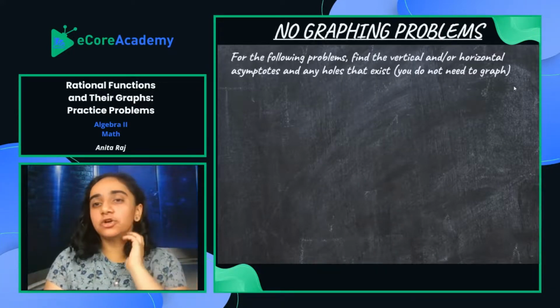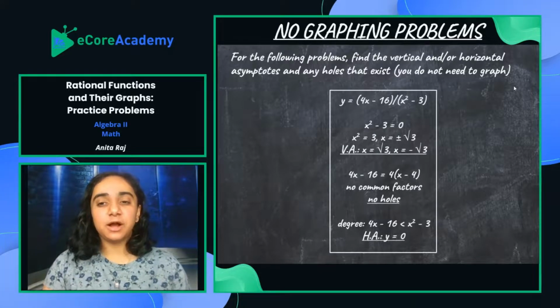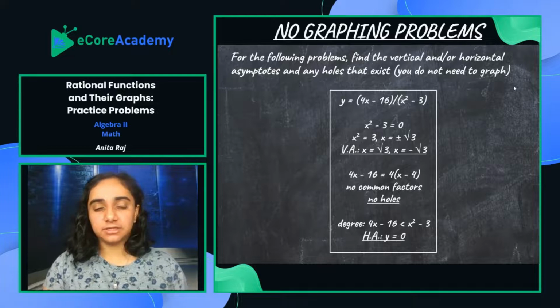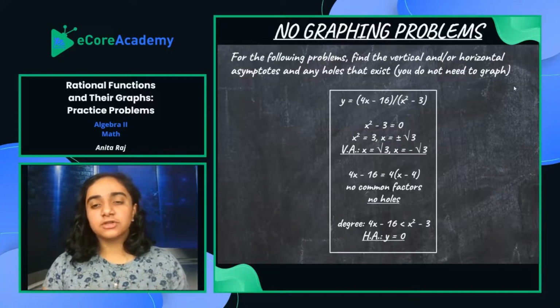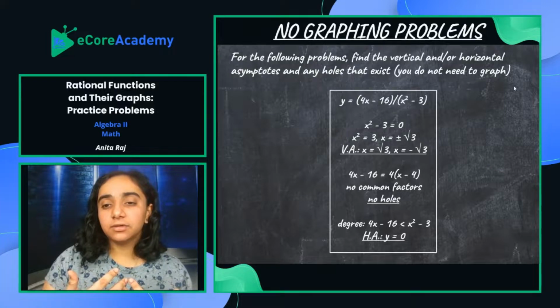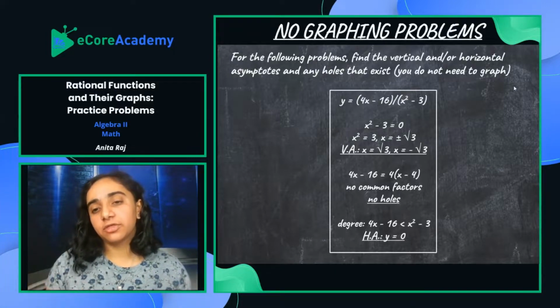Last no graphing problem. So in this problem, we have y equals 4x minus 16 divided by x squared minus 3. First, we're going to reduce the denominator and then set it equal to 0. So if we do that, we get x squared minus 3 is equal to 0. We can find x by adding 3 to both sides.